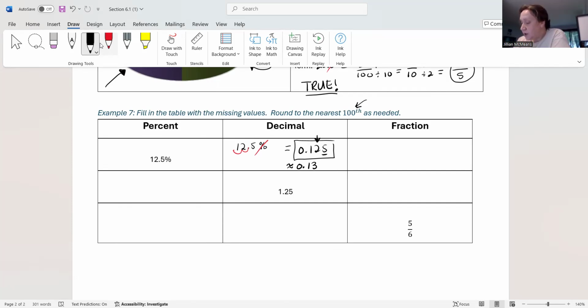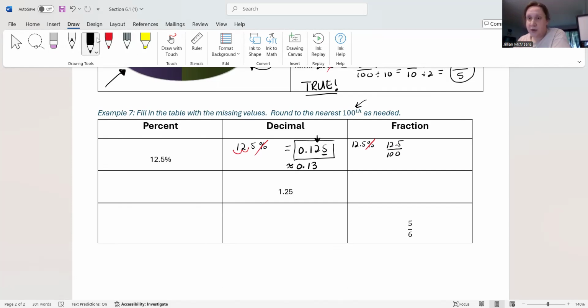Finally, for the fraction column, we want to take 12.5% and write it in fraction form. So we take the 12.5%. Remember, we drop the percent symbol, and then I can put 12.5 over 100. Okay, and so in this case, if you have a calculator that can reduce fractions for you, you could just go straight to the calculator right here and try to reduce it.